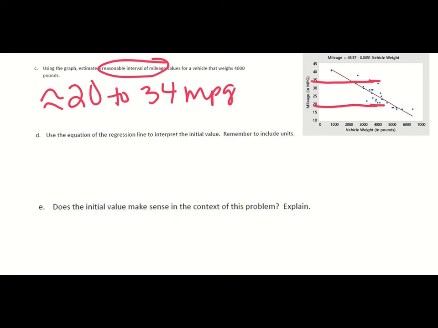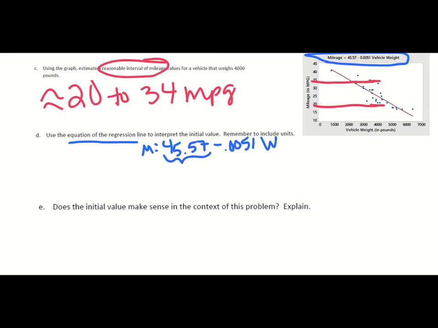So it says use the equation of the regression line. They want you to use this to interpret the initial value. So if you have your mileage equals 45.57 minus 0.0051 times your vehicle weight, your initial value is this 45.57.